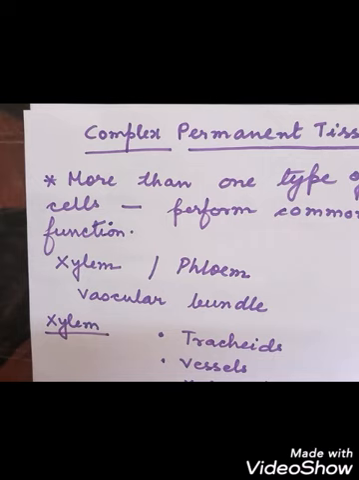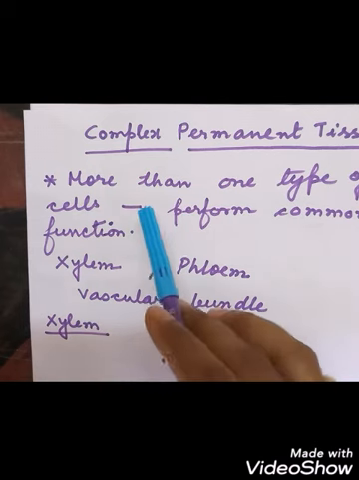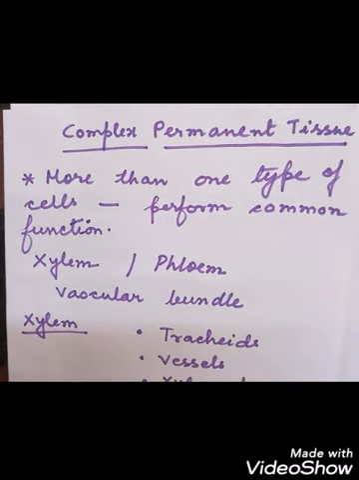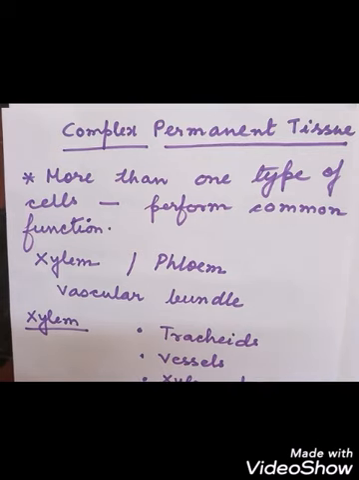The different types of tissues that we have seen are made up of only one type of cells. Now for the complex permanent tissue, we can see here that they are made up of more than one type of cells, but they perform a common function. So this is the most important characteristic feature: the tissues that are made up of more than one type of cells are called what? Complex permanent tissue. Under that, we have the example of xylem and phloem, which are also called the vascular bundle.